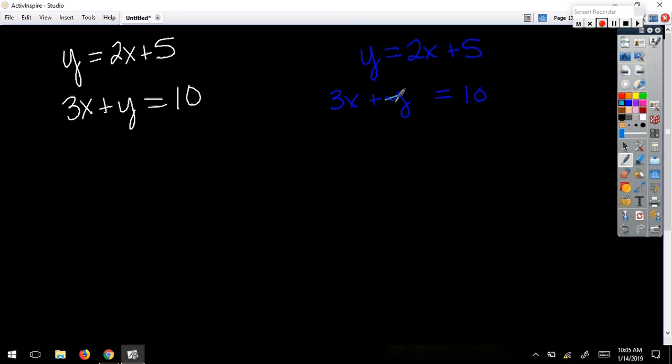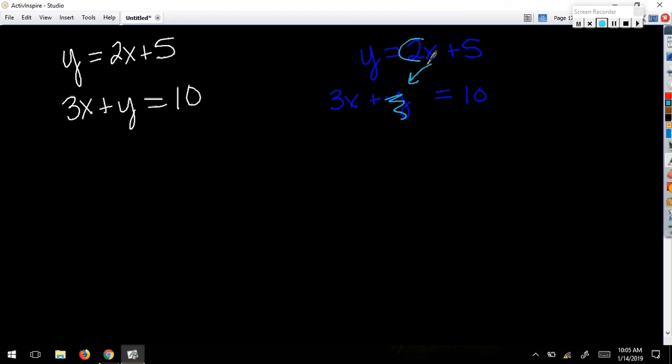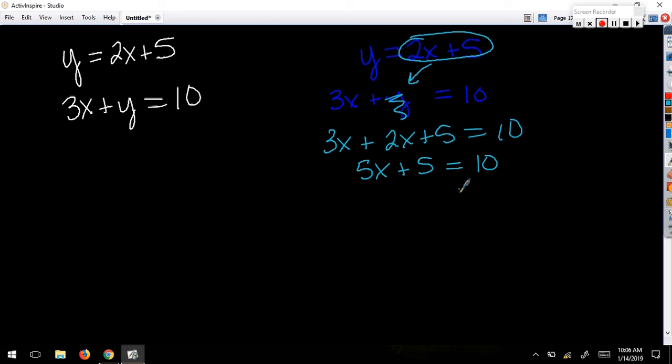So instead of y here, I'm going to put 2x plus 5. Okay, so I have 3x plus 2x plus 5. Add the like terms, 2x and 3x would give me the 5x. Before you divide, I have to move the 5 because I got to get the x by itself. So I'm going to subtract and then divide. You're absolutely right.